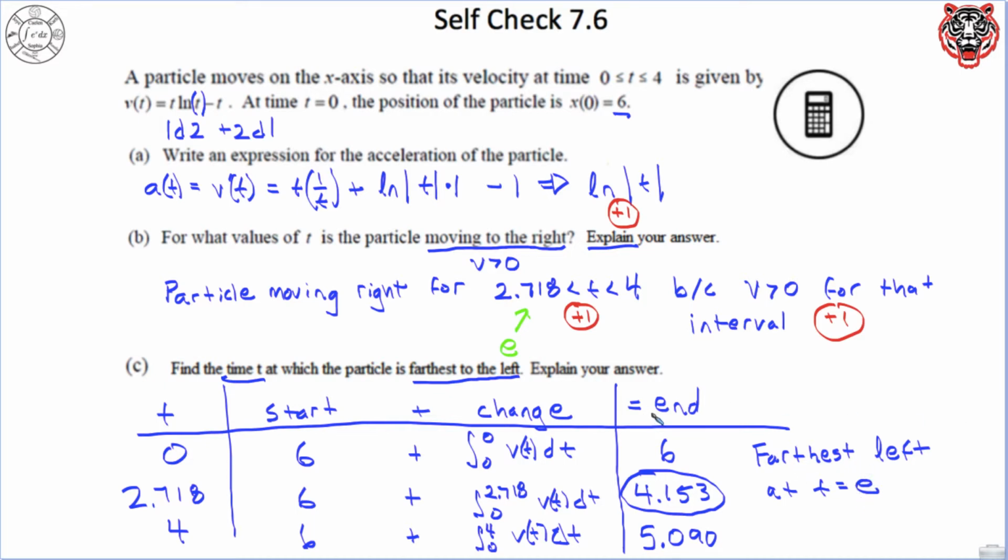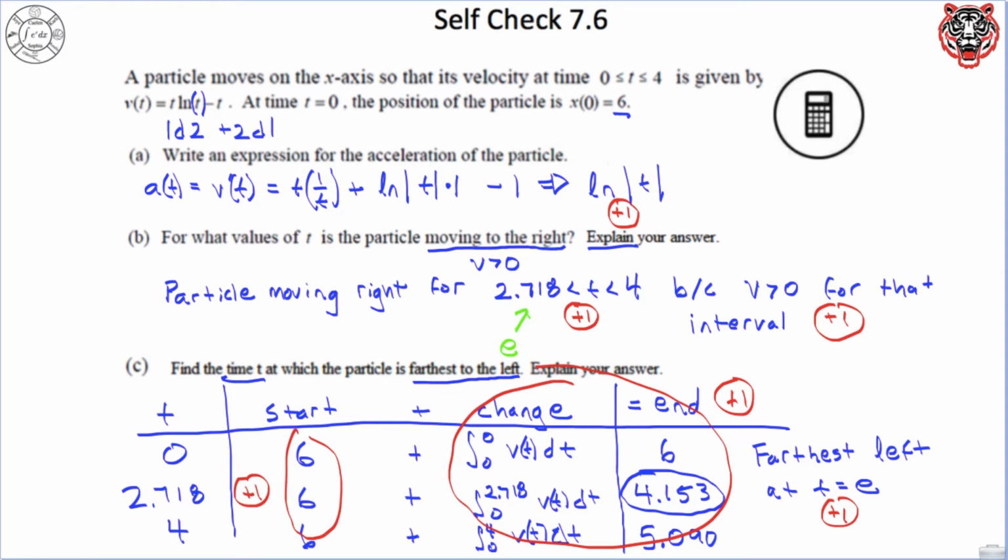All right, so how do we score this thing? You get 1 point if you have your initial conditions. So initial conditions right here, that's +1. Wait, do we have to write e? No. At 2.718 is fine. You'll get your point. All of that work, if you do it correctly, that is +1. And if you say it's farthest left at time equals 2.718 or time equals e, give yourself another +1. So we're at 1, 2, 3, 4, 5, 6, and there's going to be 2 more points for part D.